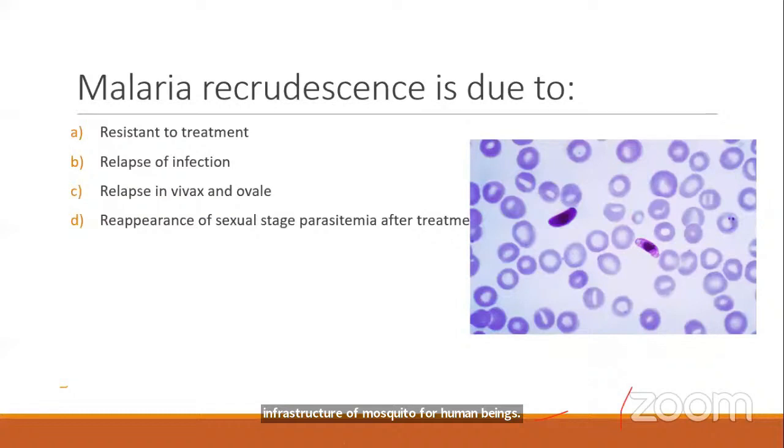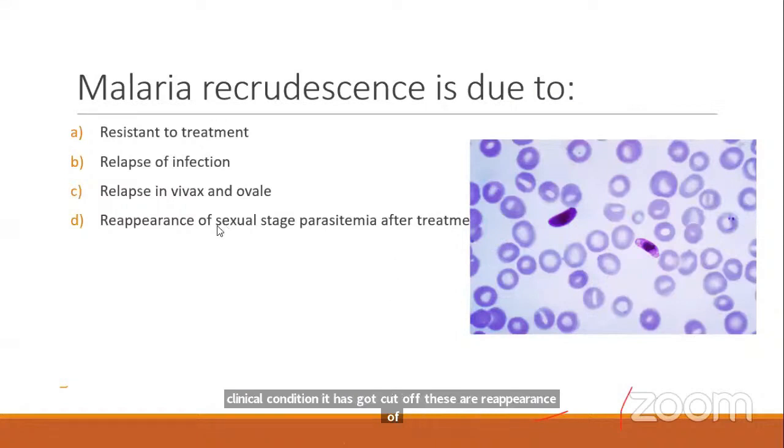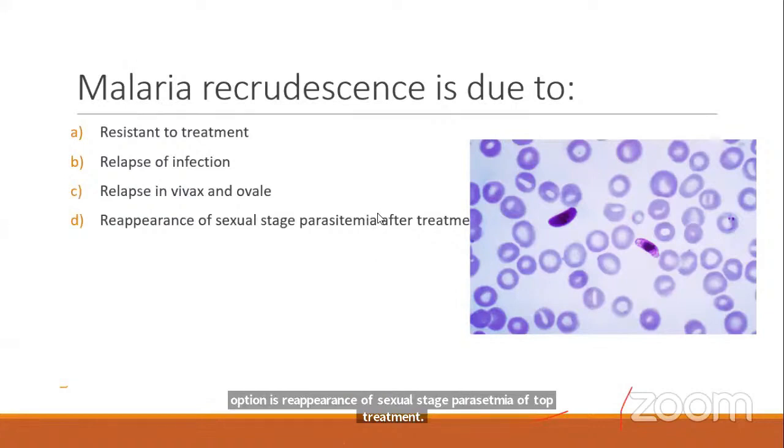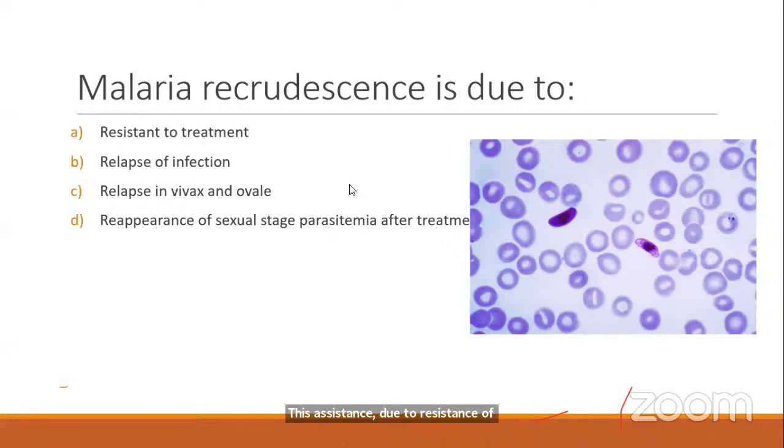So recrudescence is seen in which infection? I mean, which clinical condition? It has got cut off. The last option is reappearance of sexual stage parasitemia after treatment. It is resistance due to resistance of treatment. Whenever these bugs are actually resistant, they will come back after some time.